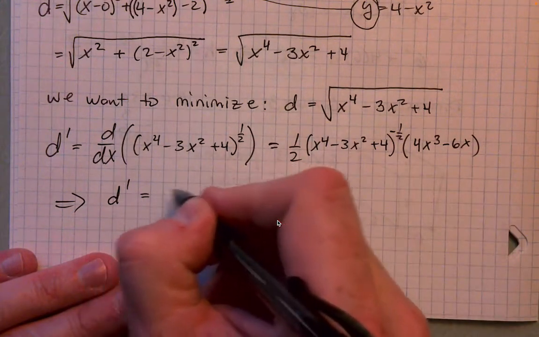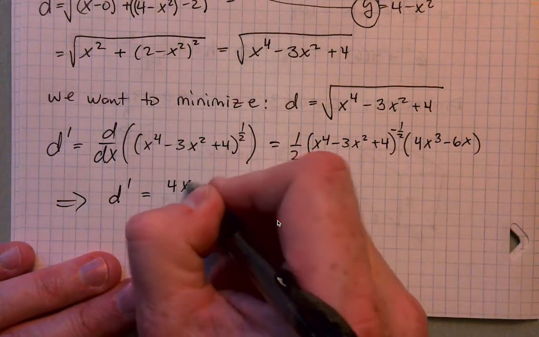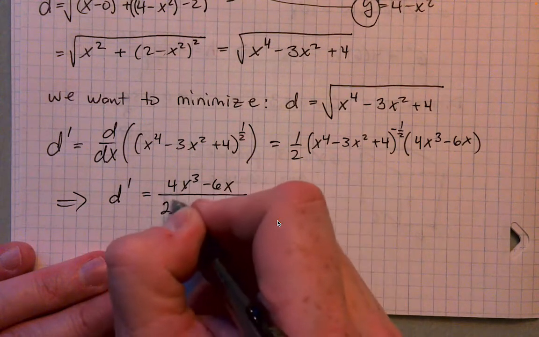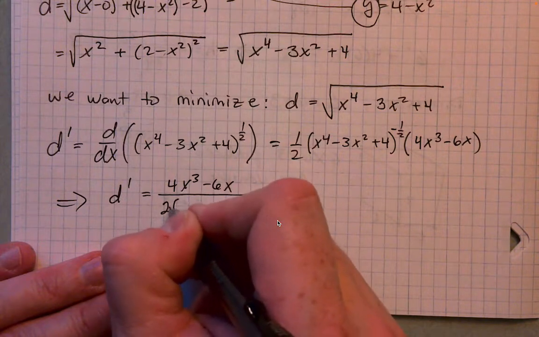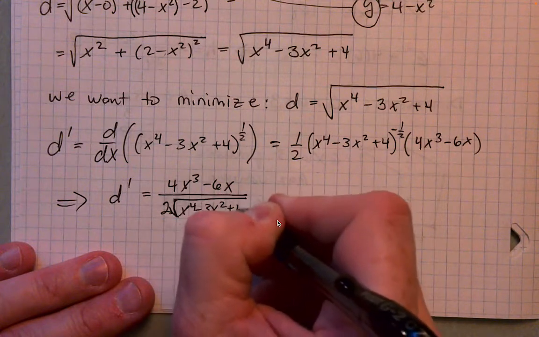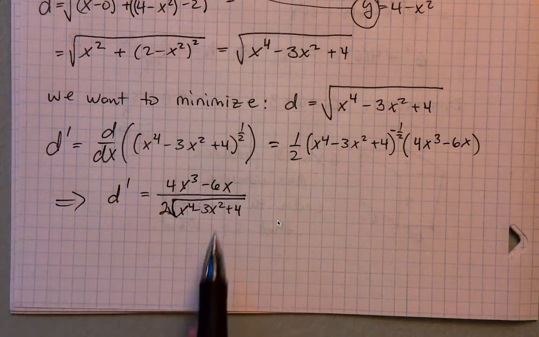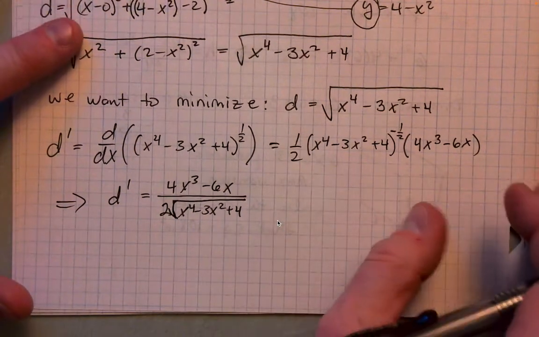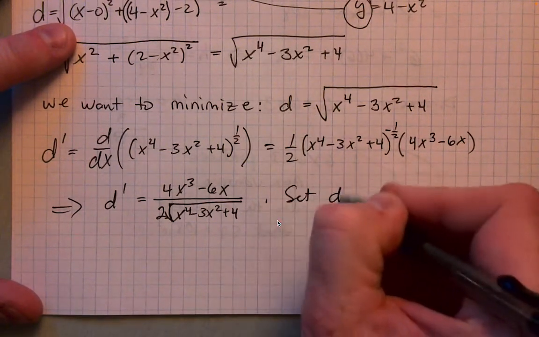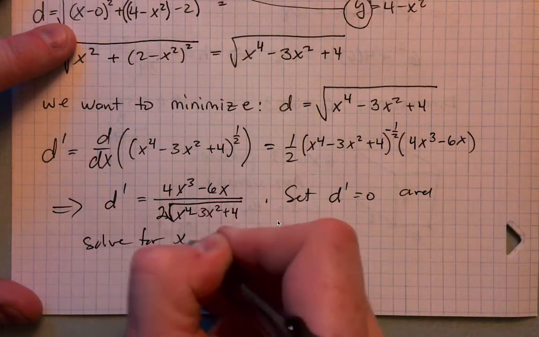So we'll get 4x cubed minus 6x, all divided by 2 times the square root of x to the 4th minus 3x squared plus 4. There we go. And so that's our derivative. Now, when we're looking for relative maximums or minimums, in this case minimums, we need to set d prime equal to 0 and solve for x.